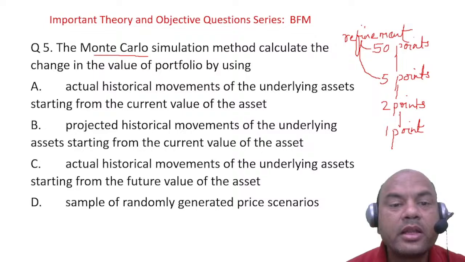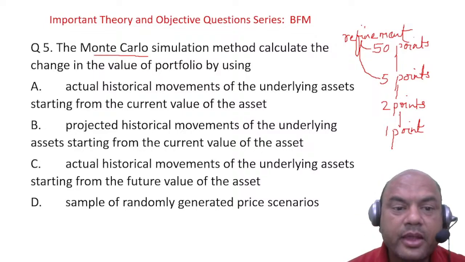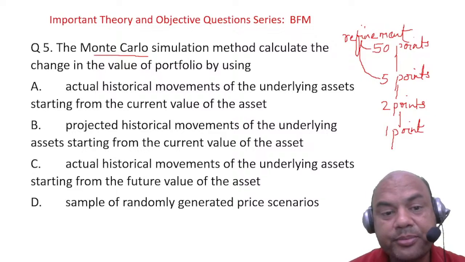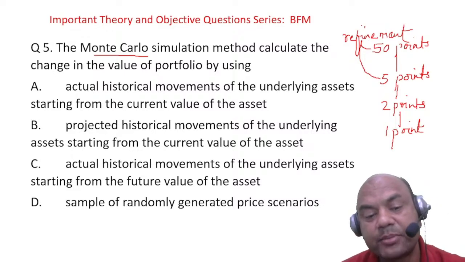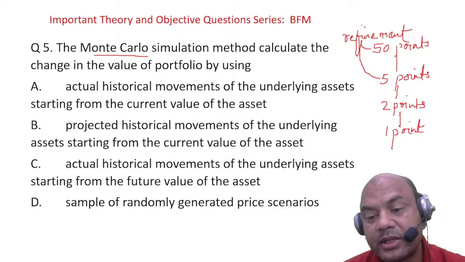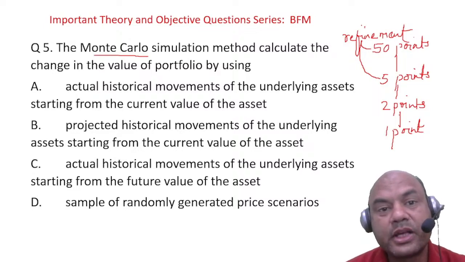The Monte Carlo simulation method calculates the change in the value of the portfolio using actual historical movements of the underlying assets starting from the current value. Now see here, the answers are similar to the earlier one: projected historical movements of the underlying assets using the current value of the assets; actual historical movement of the underlying assets starting from the future value of the assets, and a sample of randomly generated price scenarios. Answers seem to be similar, but the answers are different over here.